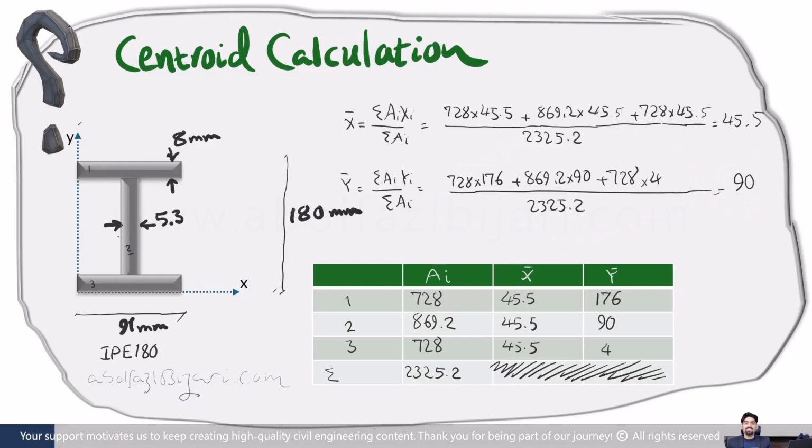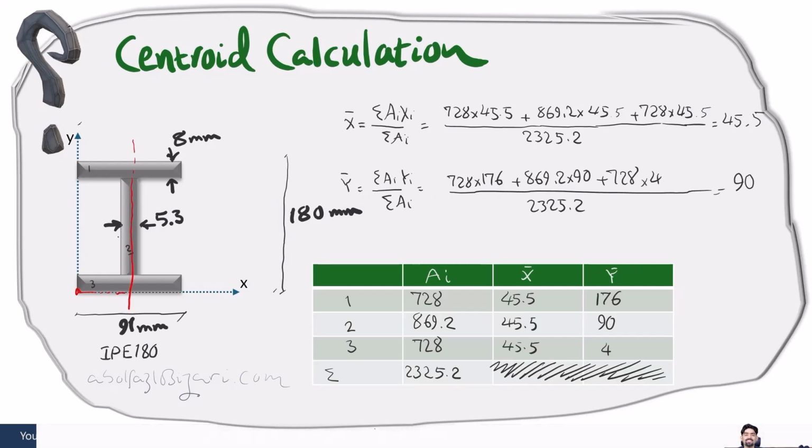You can click 45. You can draw the vertical line, and y is 90, the half of this value. This is the centroid of this shape. Okay, that's so easy.